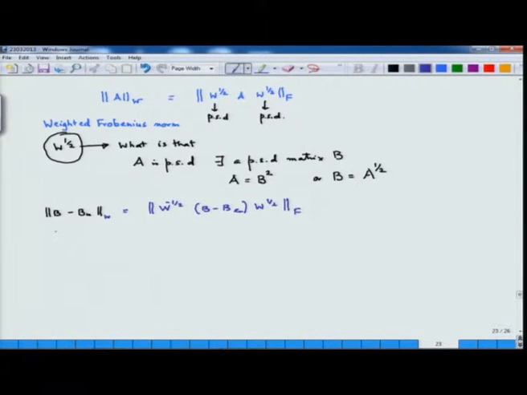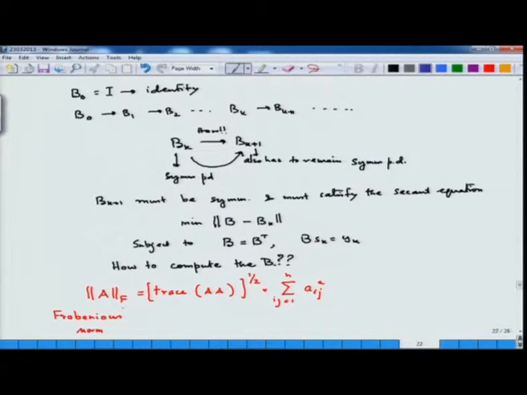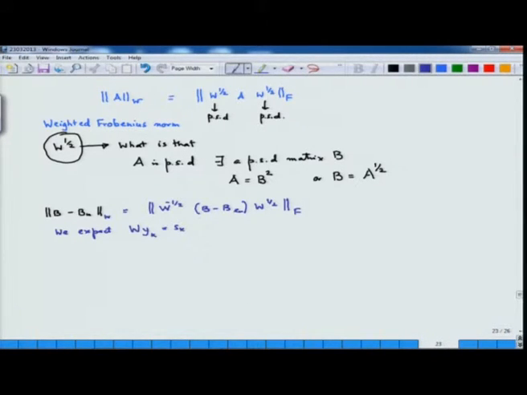So, if you take a W like this, we expect W to satisfy W yk is equal to Sk, which is nothing but the reverse of, because if W yk is Sk, then of course Pk Sk is Yk, and so on and so forth. So, this is what we expect to happen.